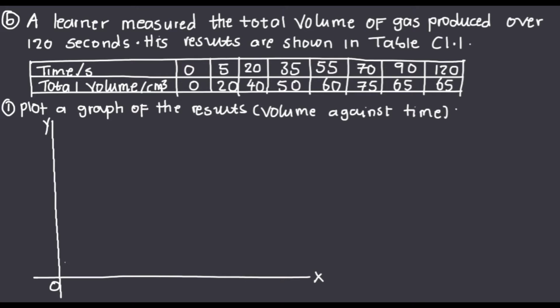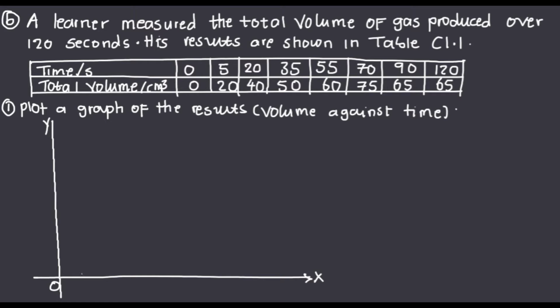We need to have the origin here. We need to make the scale, since in science we are not given a scale. Let's look at the time. Time is from 0 up to 120. If you look at the graph paper, we can't use the scale of 2 centimeters to represent 10 units. It won't fit on that particular graph paper. As you are studying, please make sure you use the actual graph paper to have a clear picture.